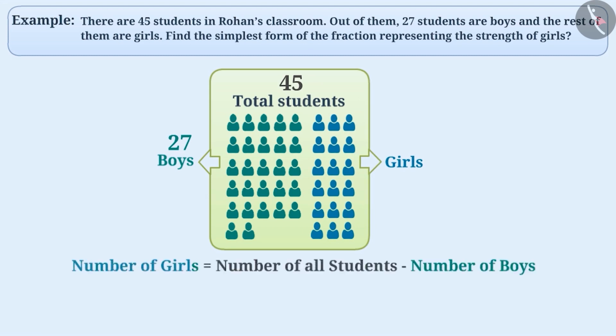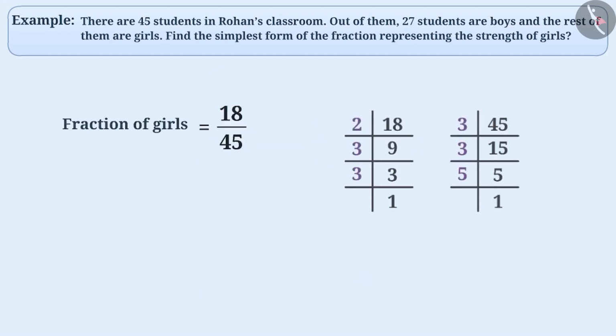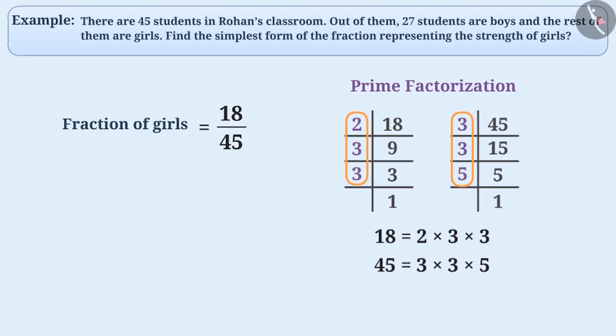Here, the number of girls is equal to number of all the students minus the number of boys. That is, 45 minus 27, which is equal to 18. Since there are 18 girls out of 45 students, the fraction will be 18 by 45. To represent this in simplest form, first, we will do the prime factorization of 18 and 45. Then, we represent the factors of 18 and factors of 45 like this.